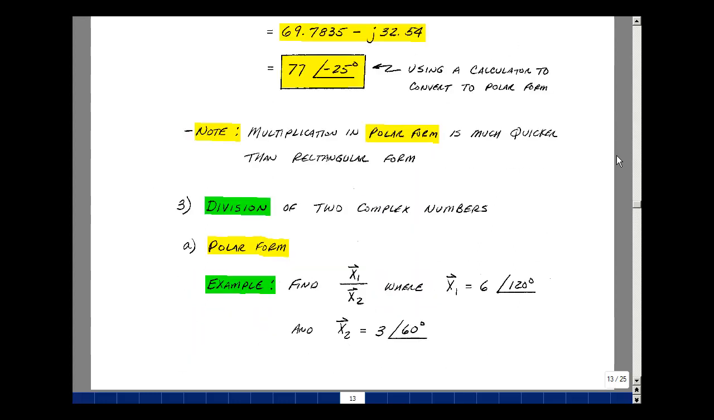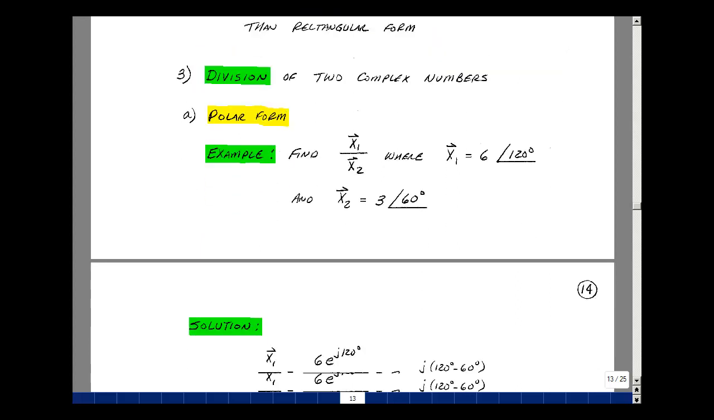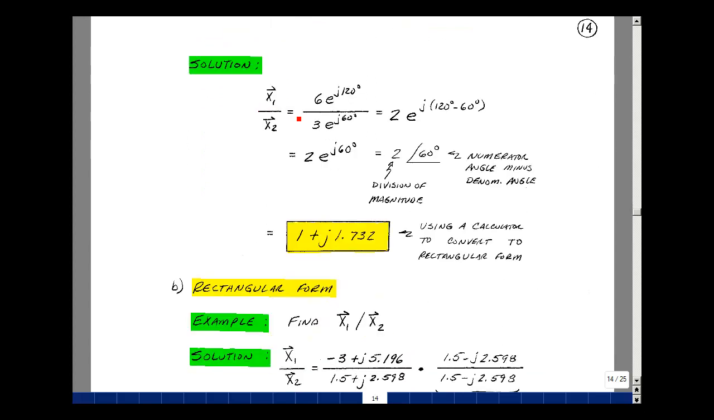Let's now take a look at division of complex numbers. And again, let's start with polar form. Suppose I have an x1 that's equal to 6 at angle 120 and a value of x2 that's 3 at angle of 60. Let's take their ratio. x1 was 6 at angle 120. Write that as its definition of 6 times e to the j 120. x2 was 3 at angle 60, so write that as 3 times e to the j 60.